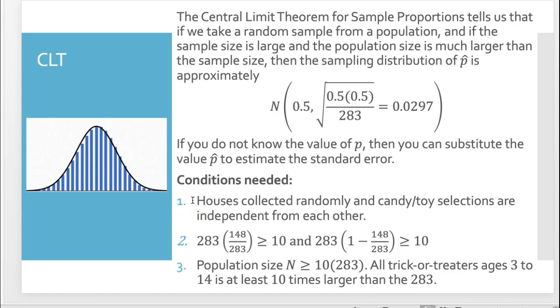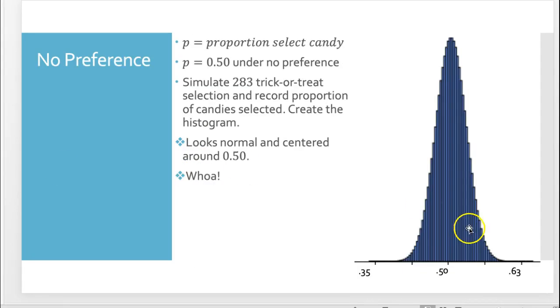So if we need to find a probability involving our sample proportion p hat, we can do it. And just to go back here, this is from a simulation. What I did here was simulate the outcomes for 283 kids, whether they selected candy or toy. Pretty much I was just flipping a coin, heads or tails, 283 times, and counting the number of heads, or the number of times candy was selected. And I did this over and over, maybe 10,000 times, to create this distribution here.